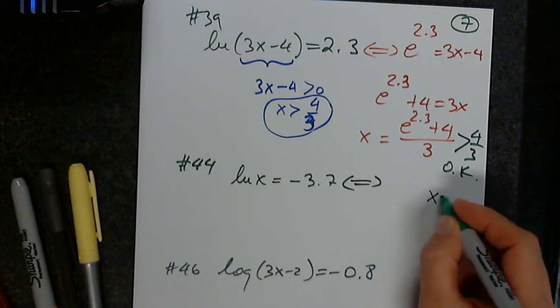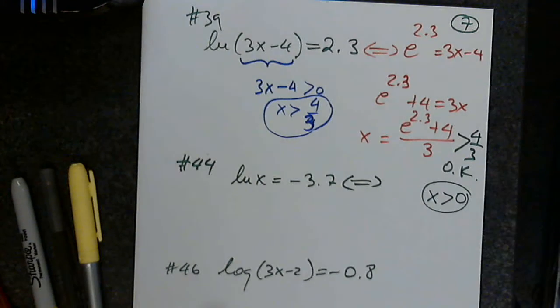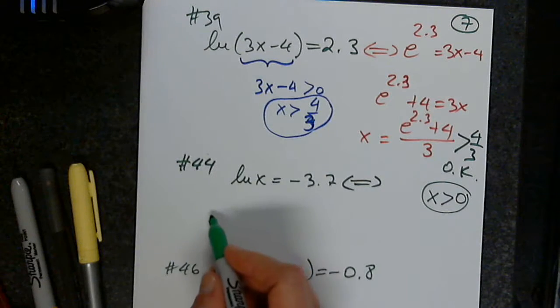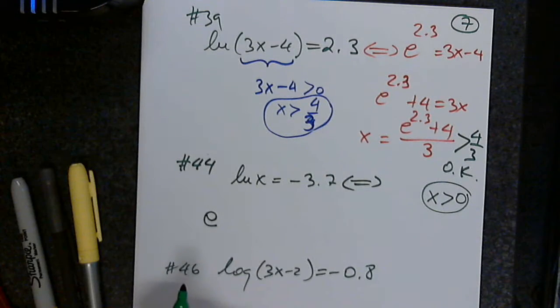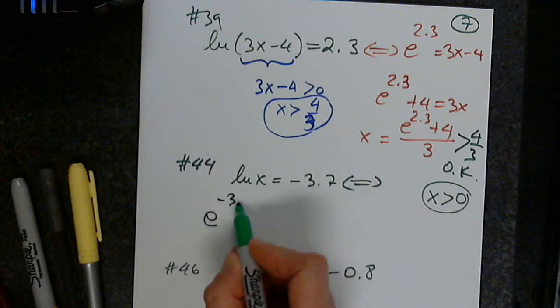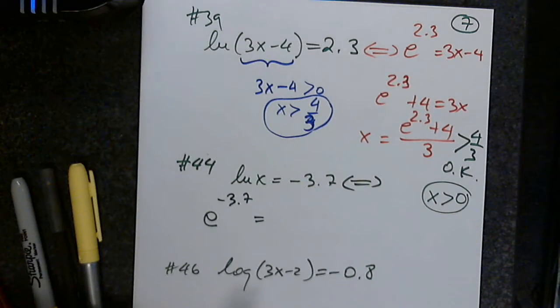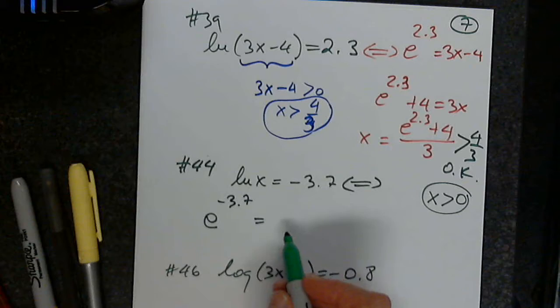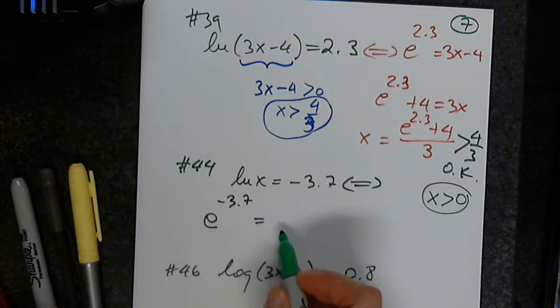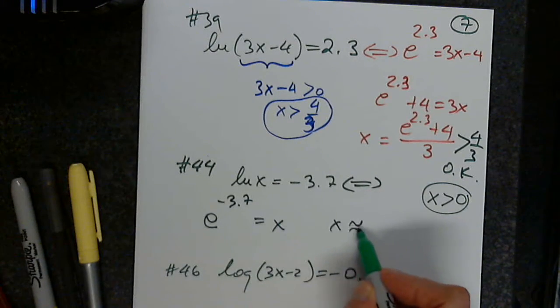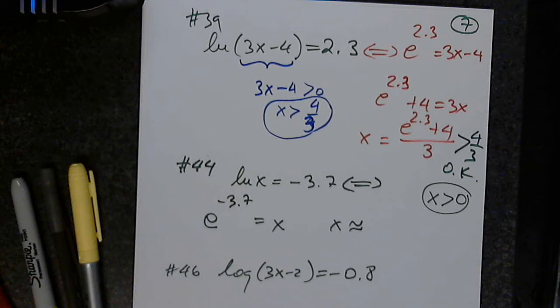So first of all, we have to write x greater than 0. It's a must. Yes. e to the negative 3.7 must equal... Very good. So then I will approximate and see if it's greater than 0. It has to be greater than 0 because it's 1 over e to the 3.7.